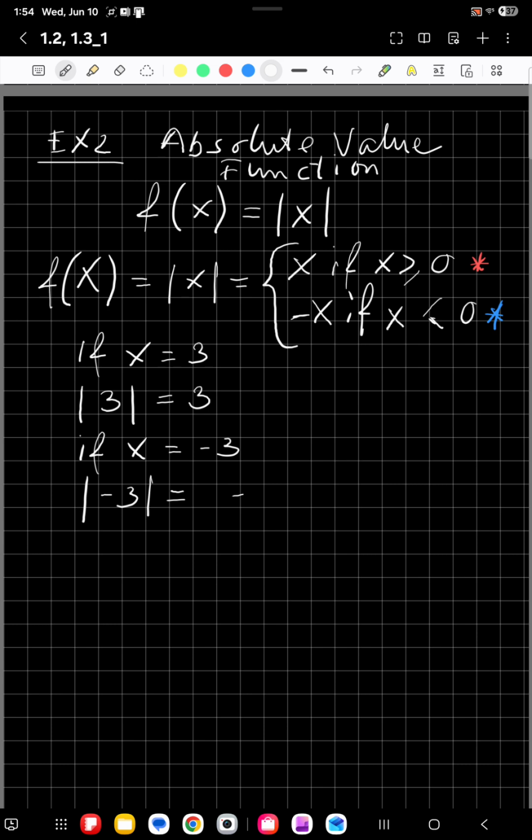So -3 is my x, but in front of it I also have that negative, and that comes from the definition. This blue negative is not part of the actual number. It's part of the definition. So now the result is 3. Okay, so that's how that definition works.